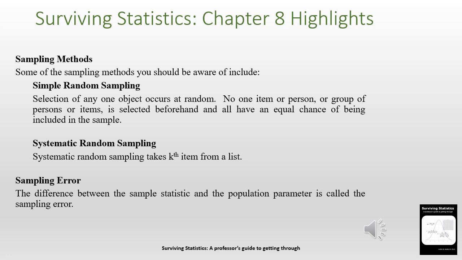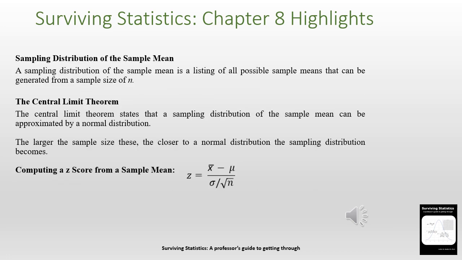All right, let's just do a quick review of what we covered in this chapter. We talked about sampling methods. We talked about simple random sampling, where no one item has any more chance of being selected in the sample than any other. We talked about systematic random sampling, where we're going to take, for instance, every fifth individual or the ninth individual from a list. We talked about sampling error, which is the difference between the sample statistics and the population parameter. Then with the sampling distribution of the sample mean, a listing of all possible outcomes and the means, we learned that it is possible for sample means to estimate accurately the population mean.